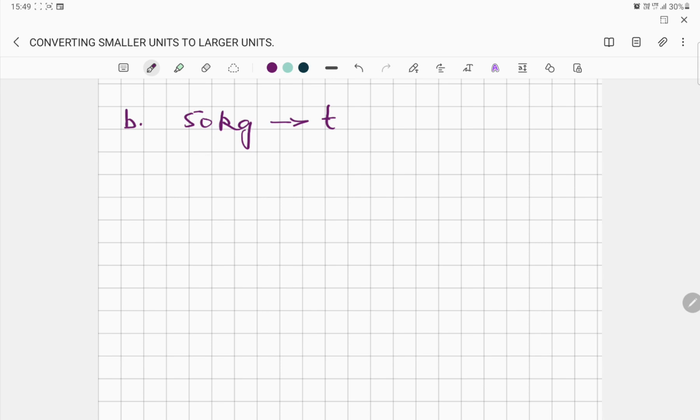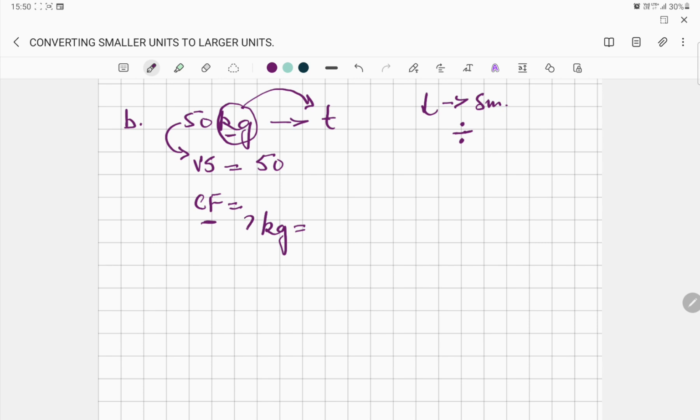What do we need? We need the value of the small unit, and we need the conversion factor. The mathematical operation that we use to convert a small unit to a large unit is always division. The small unit here is kilogram, and its value is 50. What is the conversion factor here? It is the number of small units in one large unit. So how many kilograms are found in 1 ton?